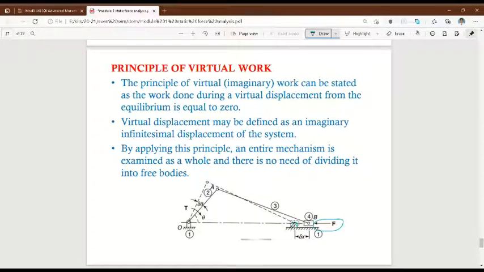Suppose we are applying a force and the piston is moving for a small distance. If it is moving a small distance, definitely it is doing some work. But here the whole system is in equilibrium, and in equilibrium work is not possible. So we have to make this work done zero. How can we make this work done zero? That is called virtual work.